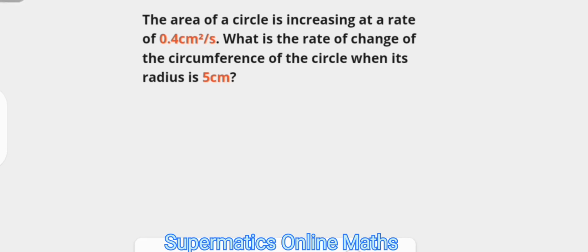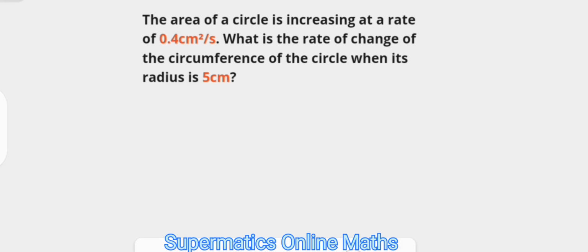In today's math tutorial, we are dealing with a calculus problem on the rate of change of a circle. The problem is: the area of a circle is increasing at a rate of 0.4 centimeters squared per second. What is the rate of change of the circumference of the circle when its radius is 5 centimeters? So here we want to reconcile the rate of change of area with the rate of change of the circumference.